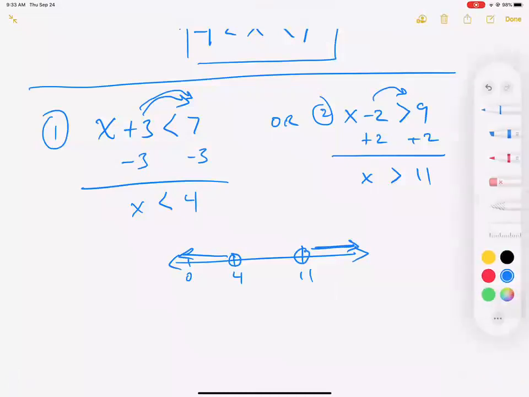So here's the big takeaway. We do not graph these right here. We simplify, and then we can graph. We always simplify, and then we can graph.